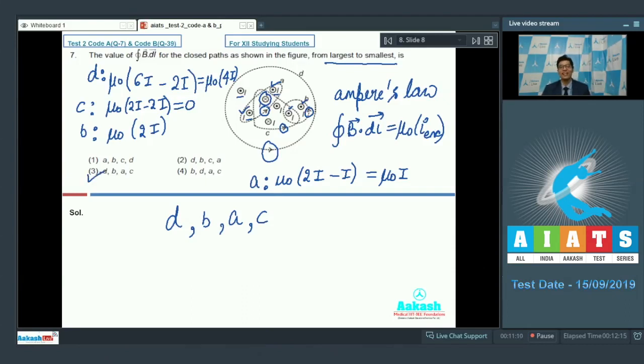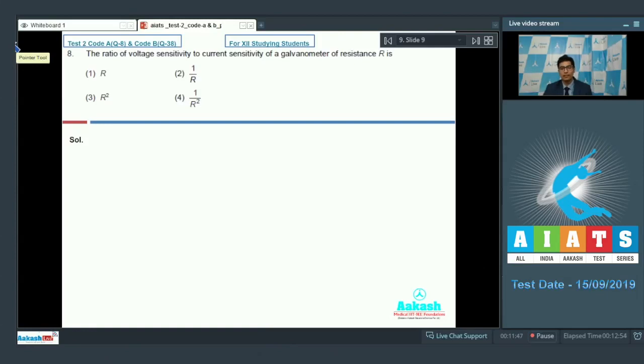Now dear students, let us proceed to the further question, which is question number 8. The question number 8 says that the ratio of voltage sensitivity to current sensitivity of a galvanometer of resistance R is option number 1 capital R, option number 2 1 by R, option number 3 R square, or option number 4 1 by R square.